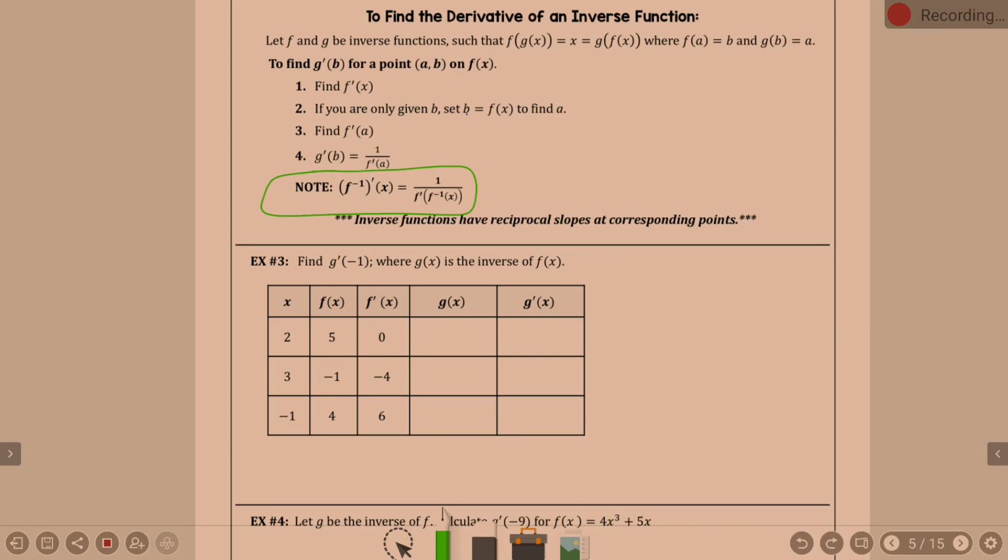And then just another fact that will be helpful. Inverse functions have reciprocal slopes. So that will be helpful as we proceed at times too.